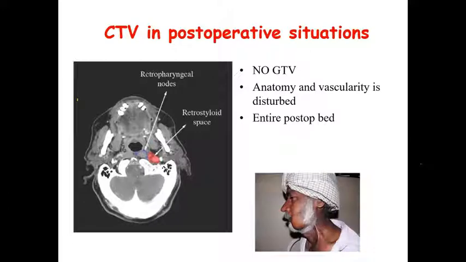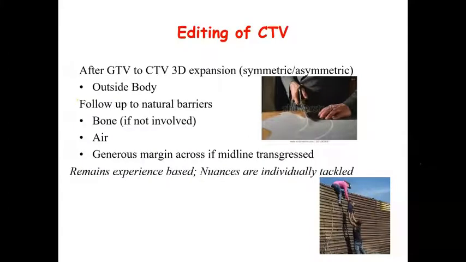In this, there's another situation that we often deal with, and that is the post-op. There was a gross tumor, the surgeon removed it. Today, there's no GTV. Apart from the fact that the surgeon removed the GTV, the anatomy and the vascularity also got tampered with, and it's just grossly disturbed. So we need to encompass the area where the tumor was. We also need to include the area where the spillage might be. So we focus on the entire post-operative bed when we are talking about post-op situations.